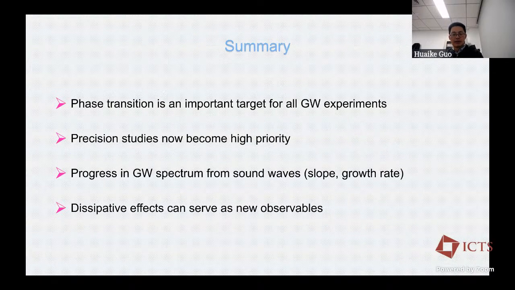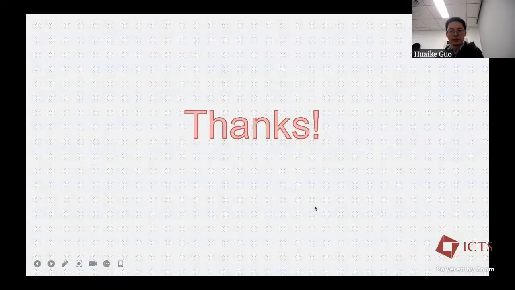So this is all I have to talk about on this topic, and it's now an important target for all the experiments. And right now, the precision study has become of high priority, and there has been some progress on the sound waves part, and there are also some effects we probably need to take into consideration in the future. So that's all for my talk. Thank you all.